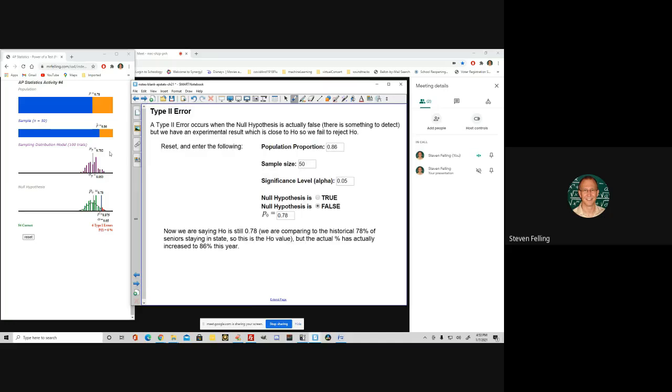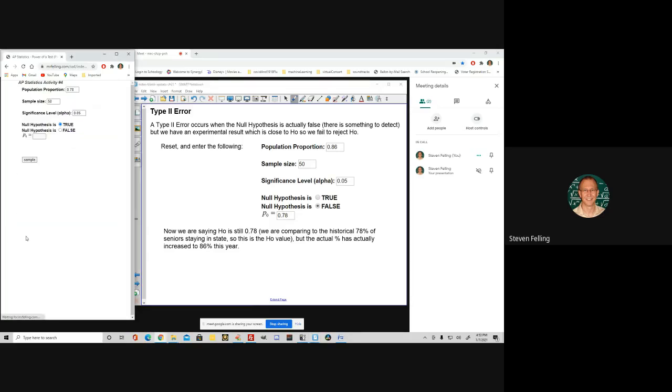Let's look at a type 2 error. Let's reset, and then we'll set the simulation to be the population proportion. Let's set that to be 0.86, which means that this time a type 2 error is when the null hypothesis is actually false, which means there really is a difference in the DV seniors that stay in state this year. So it's not 78%. The real true population value in DV of percentage of people going to college in state is really now no longer 78. It's really all the way up here at 86%.